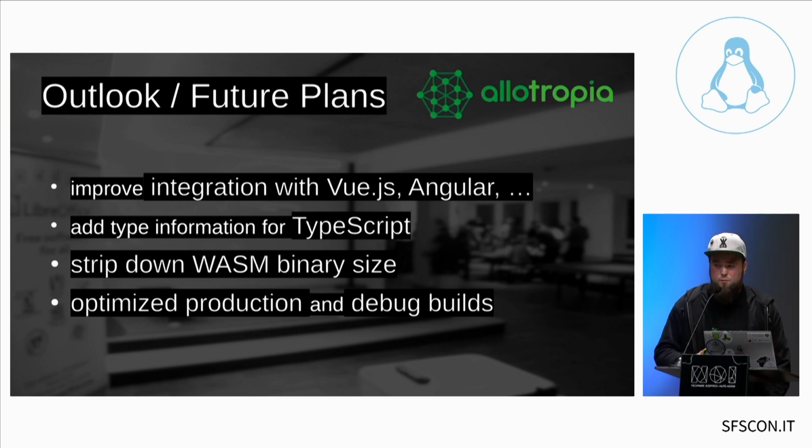So some future plans we have, we want to improve the integration with some web frameworks. We already have a small example how to do the whole thing inside a Vue.js application. We want to add type information for TypeScript, so that's a nice thing we can do because we have a lot of type information from C++. Further strip down the binary size and doing some more debug builds and so on.